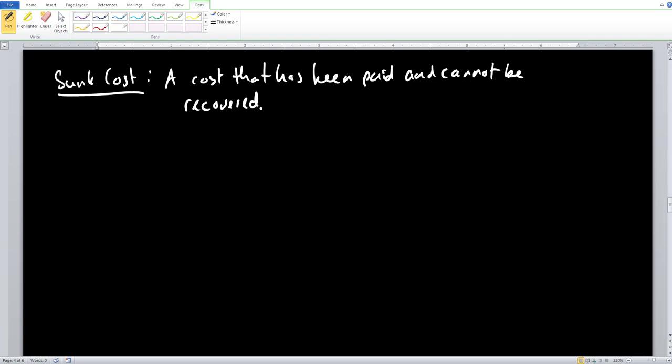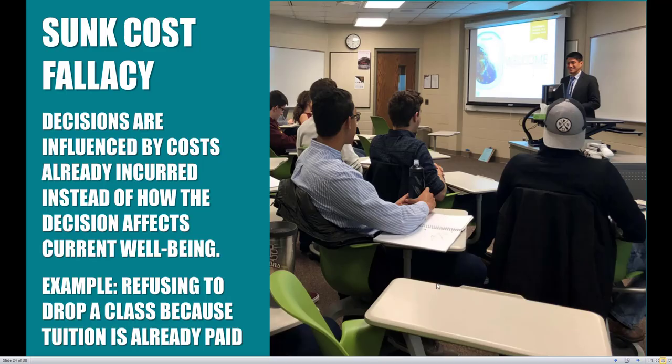And the example that they provide you here on the slides is deciding whether or not to drop a class because tuition is already paid. So suppose that we're halfway in the semester and you've already paid for all your classes and you're debating whether or not you want to drop one particular class. What factors should come into your decision making? It should be whether or not you're doing well in the class, whether or not you have other obligations. However, should the tuition be a factor in your decision? And the answer in this case is it should not be, even though you may want it to be.